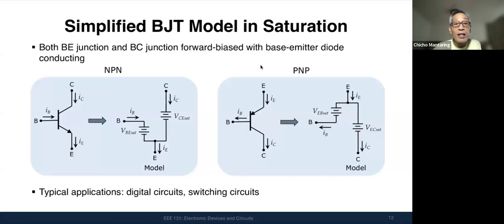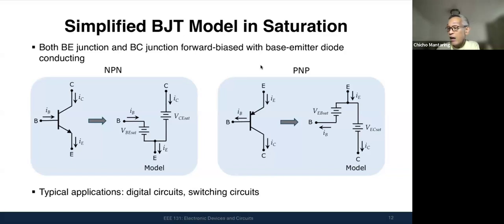And so we came out now with this simplified model for the BJT in saturation, which we used in EEE 123, and which most of the time we will still continue to use here in EEE 131. What is the simplified model? Between your base and emitter, you just have VBE SAT. Between your collector and emitter, you just have VCE SAT. Here, it is from your emitter to base for the PNP, which is VEB SAT, emitter to collector, which is VEC SAT.